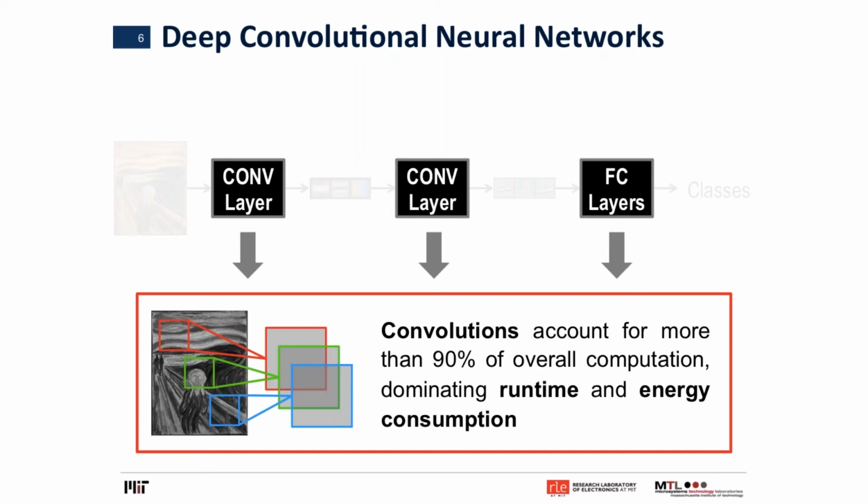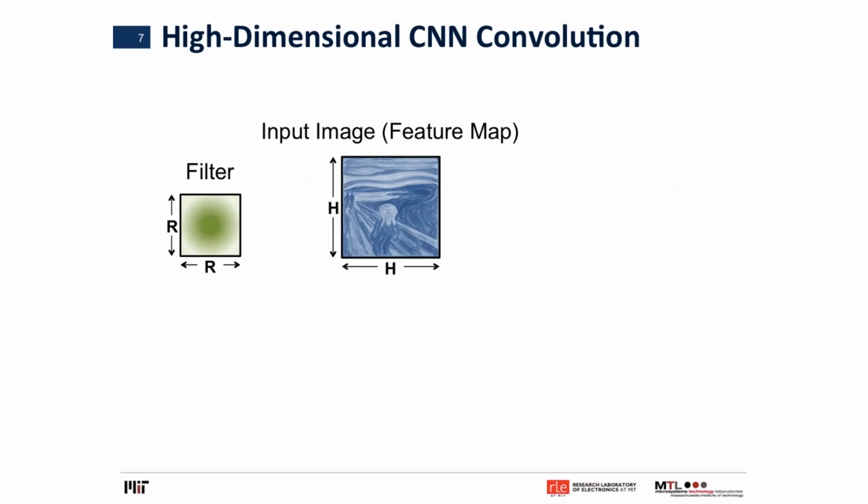Now, the key message that I want to highlight here is that in terms of the convolutional layers, the convolution computation itself accounts for over 90% of the overall computation, and it dominates both runtime and energy consumption. So what you'll see in today's talk is mainly focusing on how we can address the issue of these very expensive convolutions. To give you a better idea of what is involved in these convolutions, we'll briefly go over the key steps in the convolution, but particularly why convolutions for CNNs are more complex than traditional image processing.